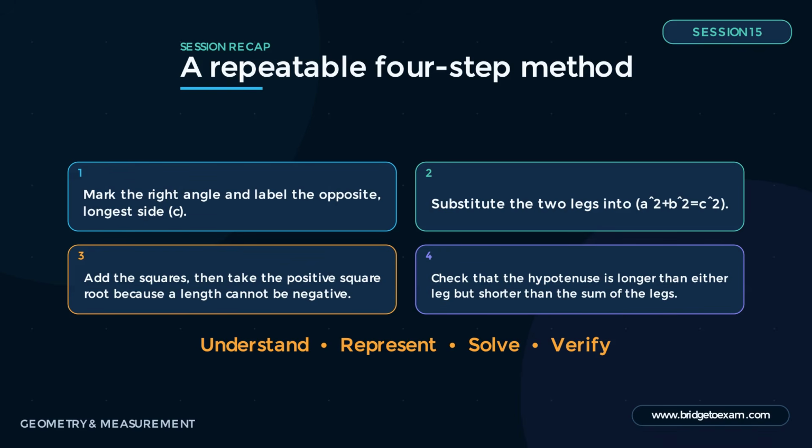A strong geometry solution is more than arithmetic. It identifies the requested quantity, represents the structure, calculates carefully, and checks the meaning of the result. Carry that full habit into the next session.